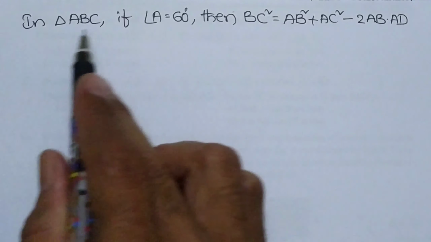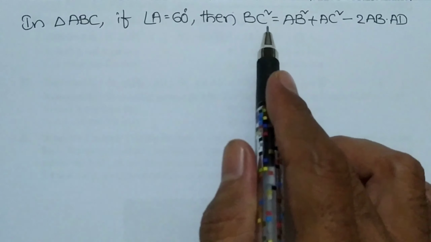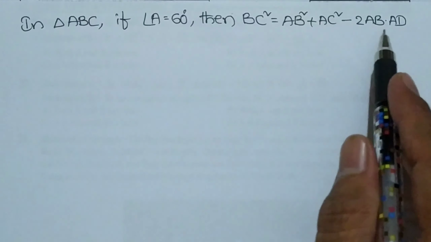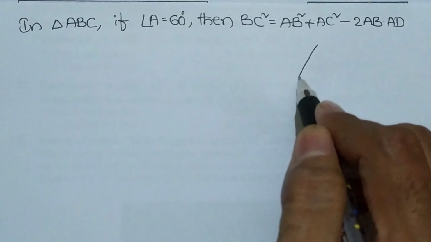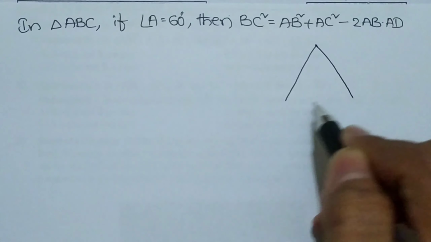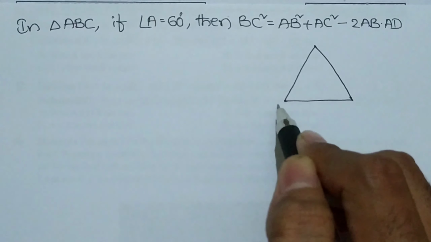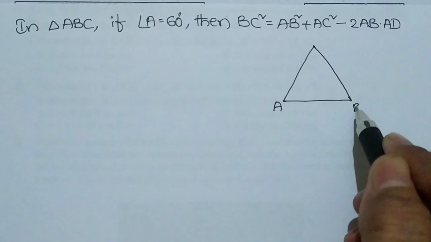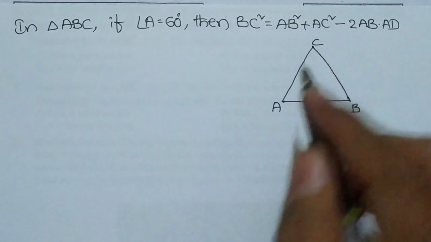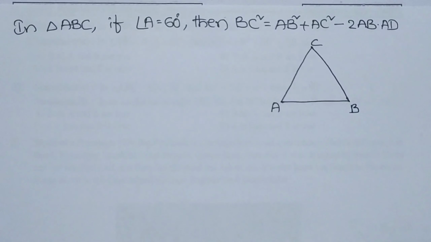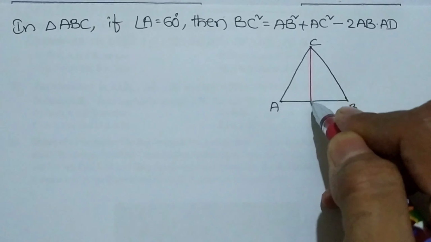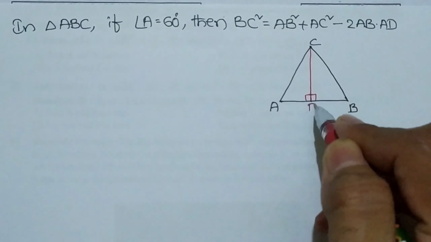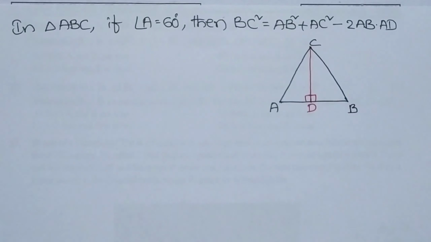Now we see the question. In triangle ABC, if angle A equals 60 degrees, then BC square equals AB square plus AC square minus 2AB into AD. First, let us draw a triangle ABC in which angle A is 60 degrees. So I would like to take A here, B here and then C here. Now let us draw a perpendicular from C to AB. Name it CD. So this is perpendicular. Right.